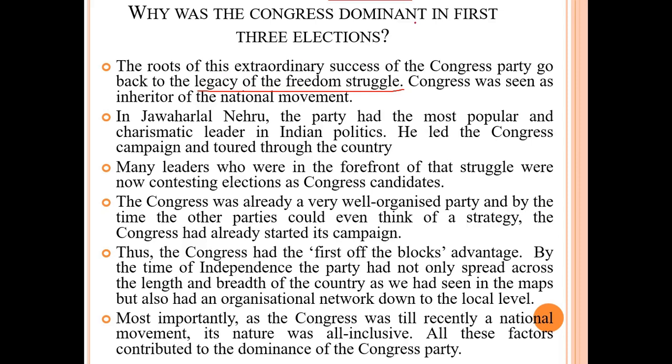By the time of independence, the party had not only a spread across the length and breadth of the country, as we had seen in the maps, but also had an organizational network. Most importantly, the Congress was still recently a national movement. Its nature was all inclusive. So, all these factors contributed to the dominance of Congress party.